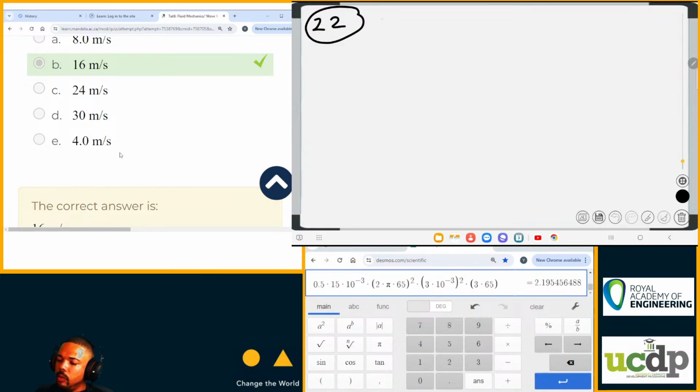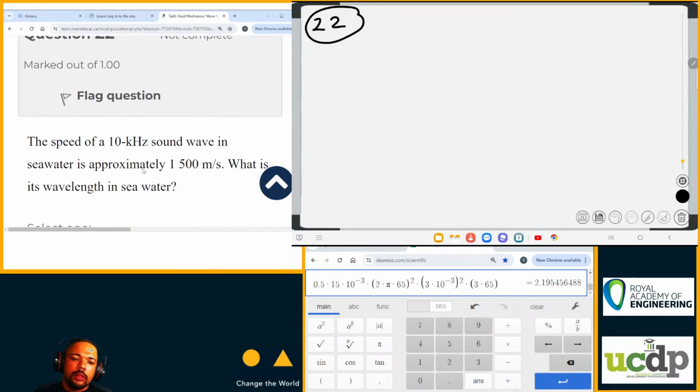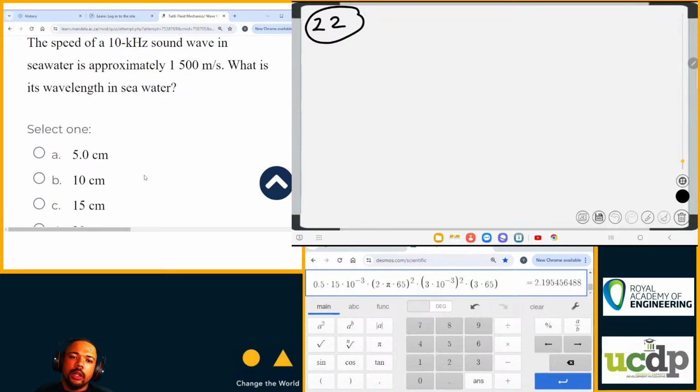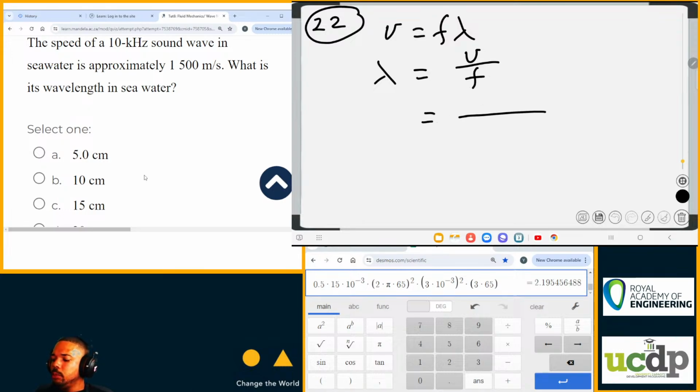22. They ask us the speed of a 10 kilohertz sound wave in seawater is approximately 1,500 meters per second. What is its wavelength? We know that speed is equal to frequency multiplied by wavelength. We want the wavelength, so it will be speed over frequency. We have that the speed is 1,500 meters per second, and its frequency is 10,000, so 10 times 10 to the 3 hertz.